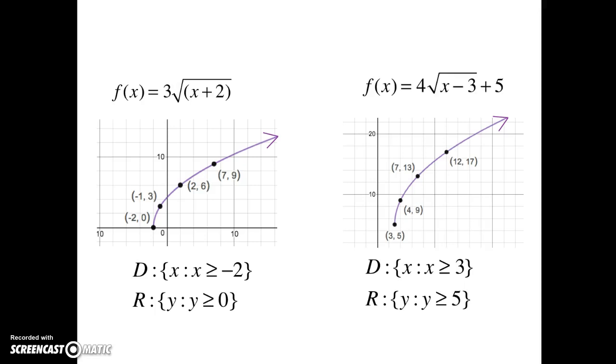And here we have 3 times the square root of x plus 2. The domain is x is greater than -2. The range is y is greater than 0. And 4 radical x minus 3 plus 5. The domain is x is greater than or equal to 3, and y is greater than or equal to 5.